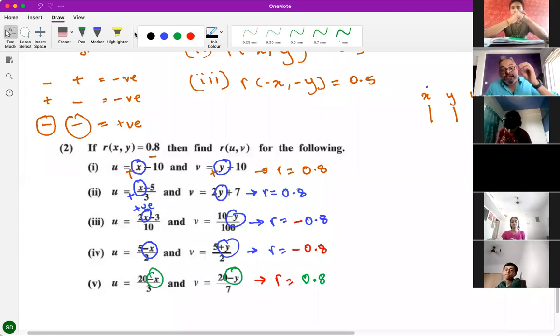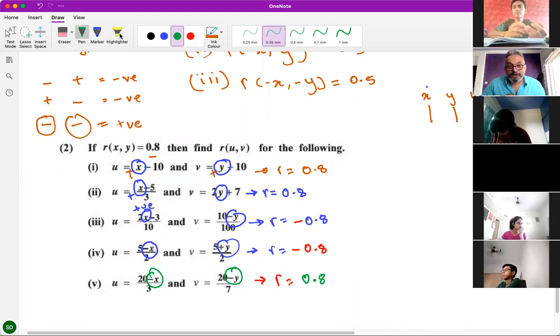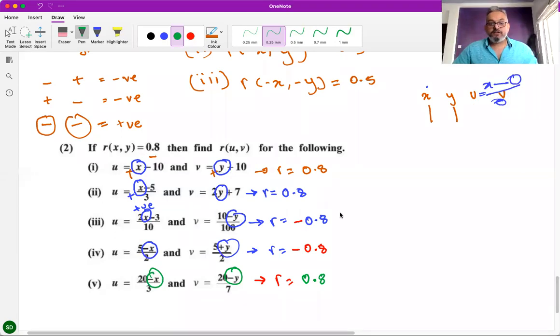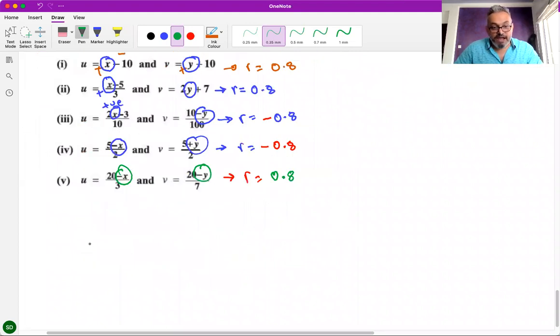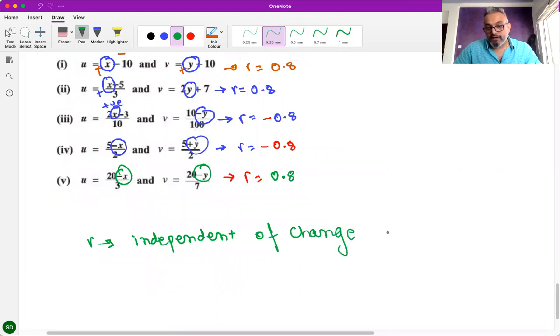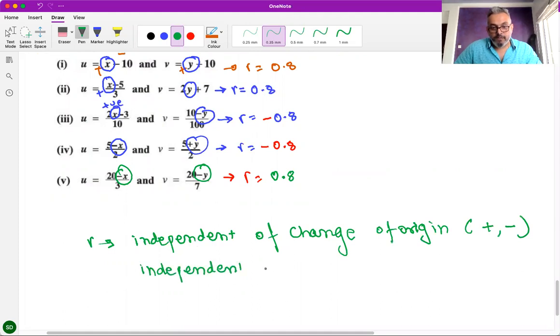Understood? Divide cx, cy, a और b से कोई फर्क नहीं पड़ता। ऐसा सर ने क्यों कहा? क्योंकि एक प्रॉपर्टी है कोरिलेशन का कि कोरिलेशन कोएफिशिएंट, प्लीज राइट, r is independent of what? Change of origin. Now change of origin यानी क्या? Plus or minus, and it is also independent of change of scale.